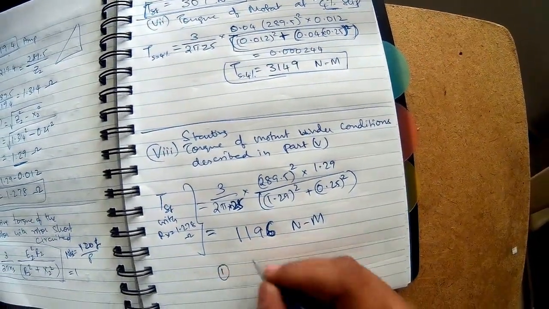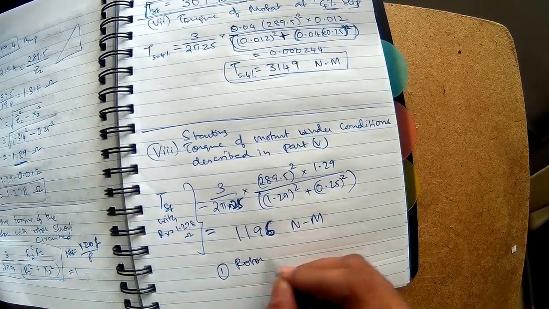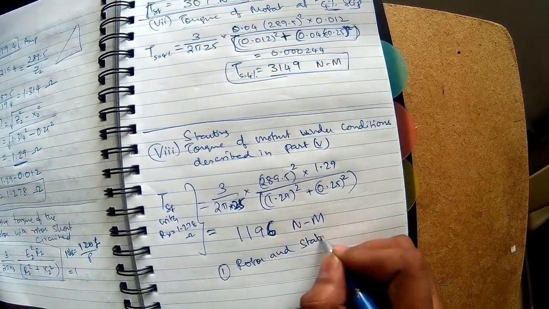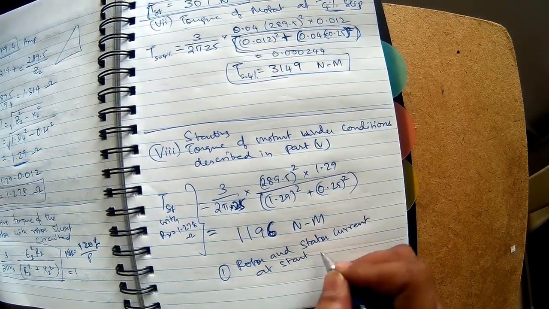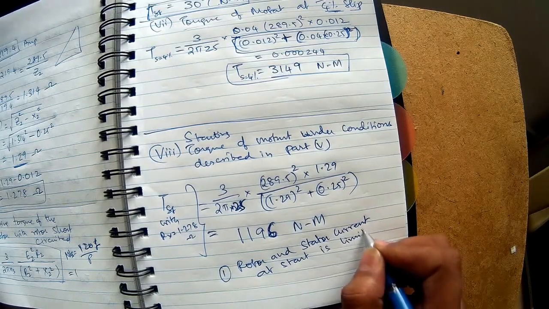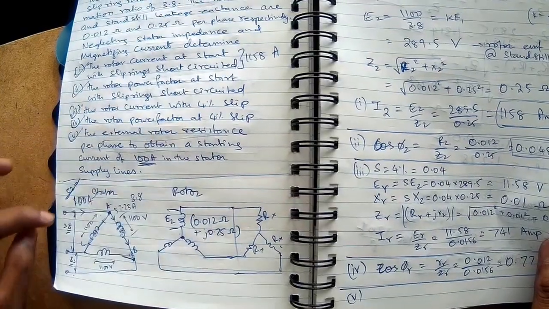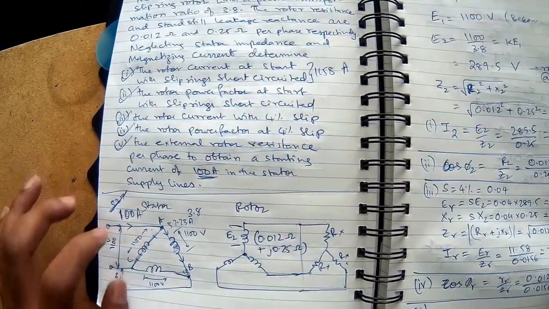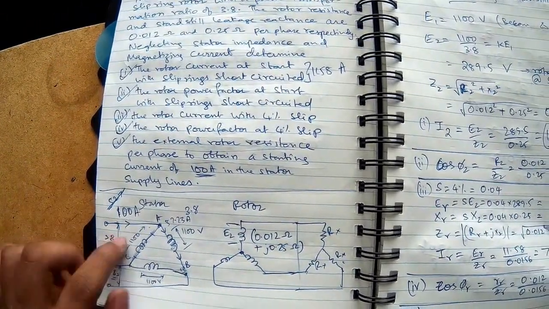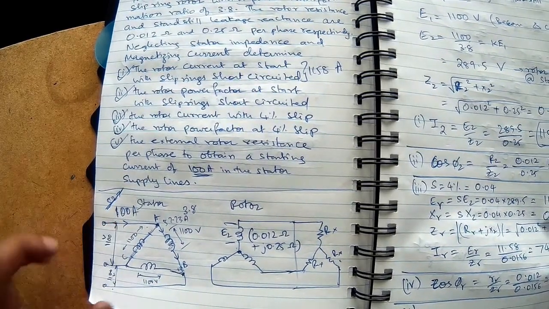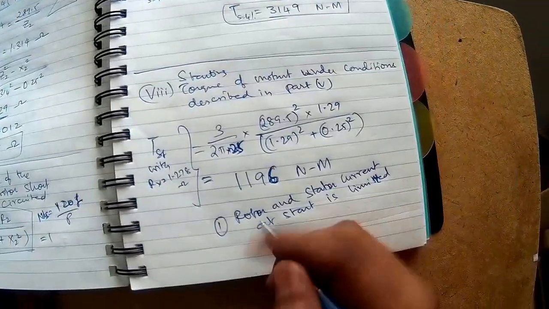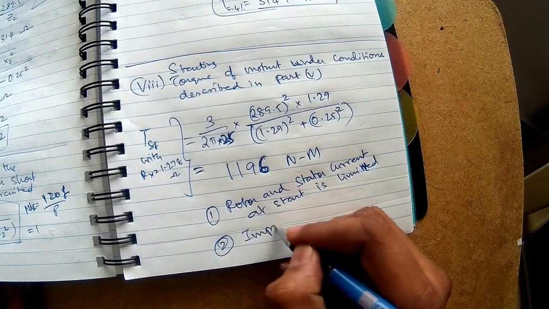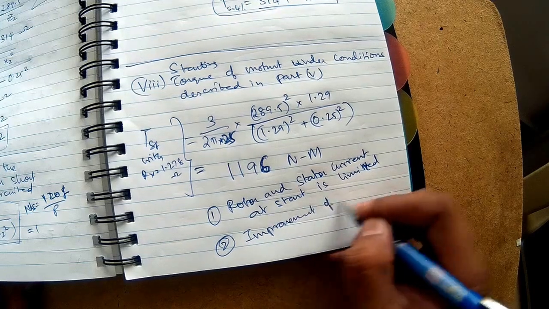Benefit number one is that the rotor and stator current at the start is limited. This is a very good advantage, because if I introduce some resistance here, the current from the supply side is limited. So instead of a huge 527 amperes of current, I am able to limit it to only 100 amperes. That is one benefit. And another benefit is the improvement of starting torque.